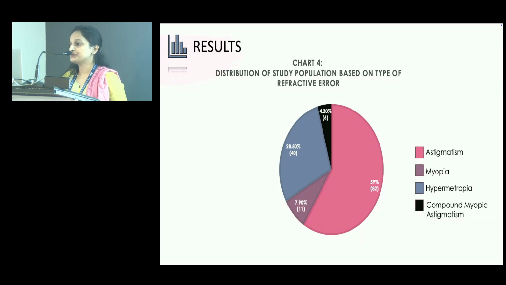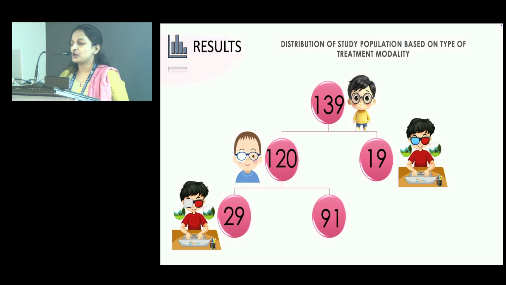So among the 139 children, all of them were given glasses, and options of patching and computer-based amblyopic exercises were given. 120 of them opted for patching, and 19 of them opted for computer-based exercises. And after 3 months of assessment, we reviewed the patient, and 29 of them needed another mode of amblyopic exercise, that was computer-based, and 91 of them did not need any exercises.